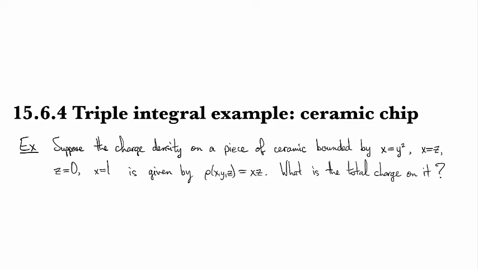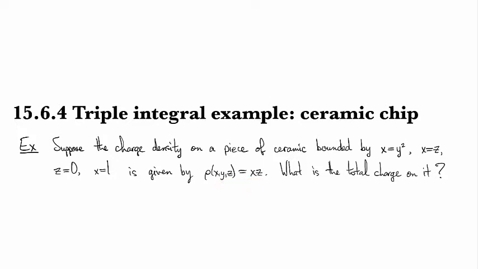So in this clip, we're going to compute the total charge on a ceramic chip, where the charge density on a piece of this chip is bounded by this parabolic cylinder, x equals y squared, the plane x equals z, and the planes z equals 0 and x equals 1. And the charge density on this chip is going to be given by x times z.